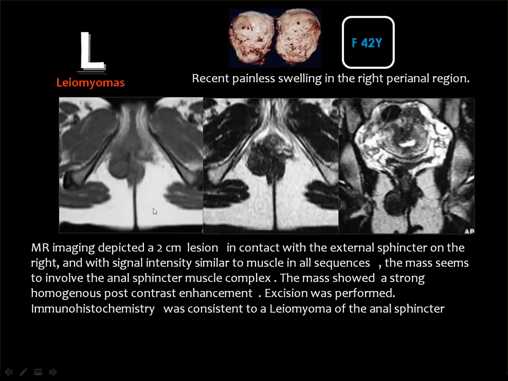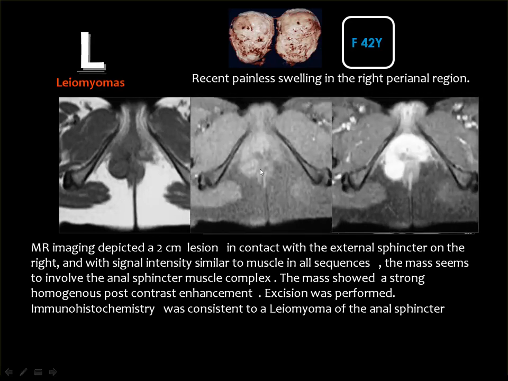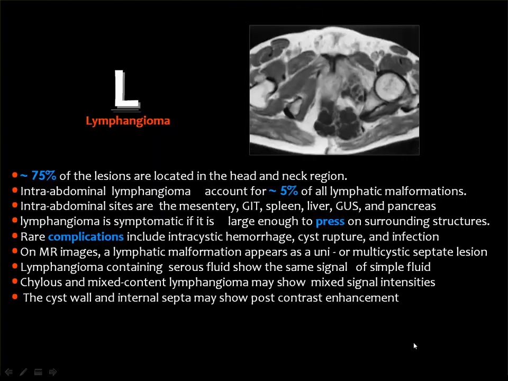And this is another example of leiomyoma, where you see an intermediate signal lesion in the T1 and a low signal lesion in the T2, and also this is a coronal image, and you see the low signal appearance. This is a T1 fat set before contrast injection, and this is after contrast injection, and you can see the intense homogeneous post-contrast enhancement.